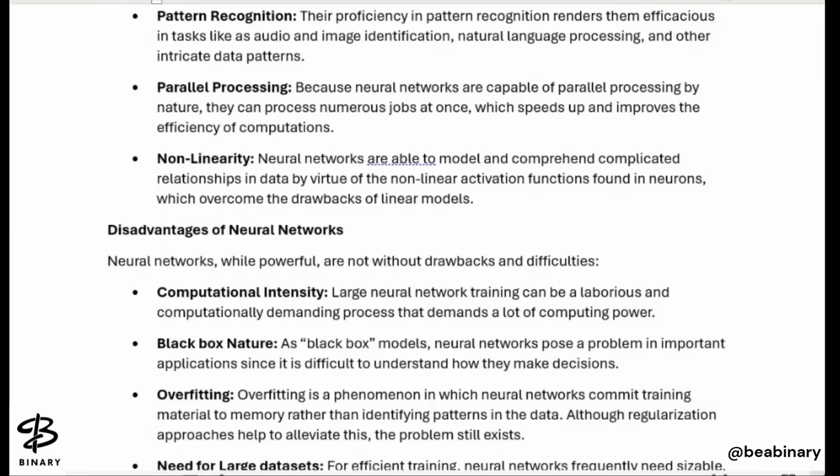Then we are talking about parallel processing. Because neural networks are capable of parallel processing, we have discussed in the last lecture also, in the working of a neural network, that the data is distributed and the data processing happens in parallel. So neural networks are capable of parallel processing by nature, and can process numerous jobs at once, which speeds up and improves the efficiency of our computation.